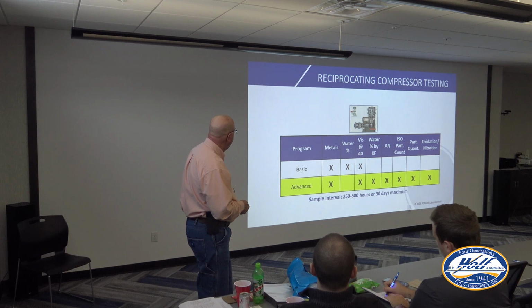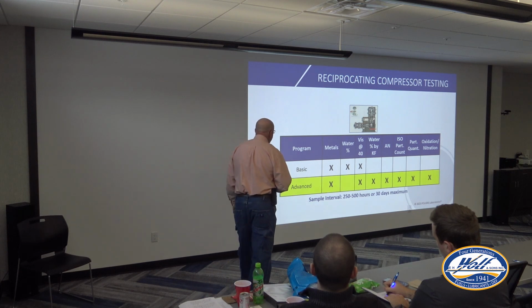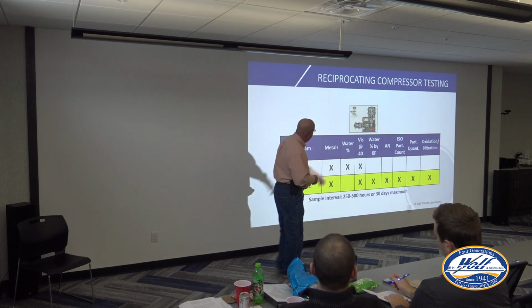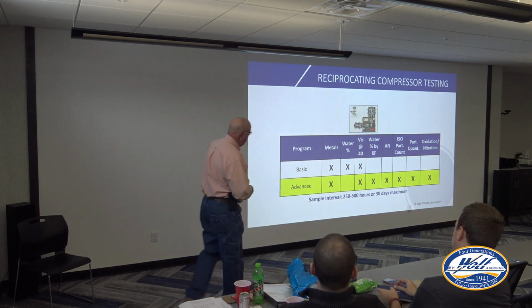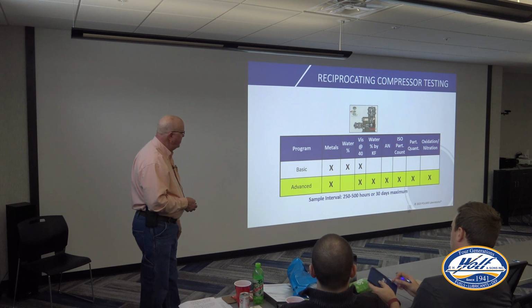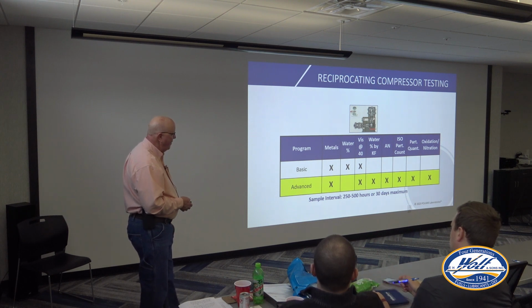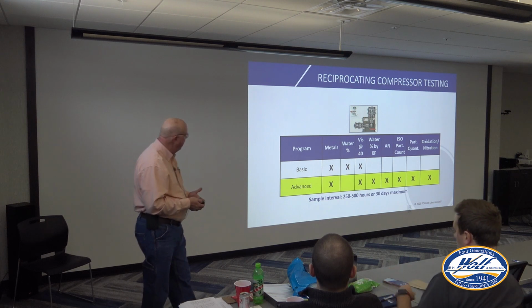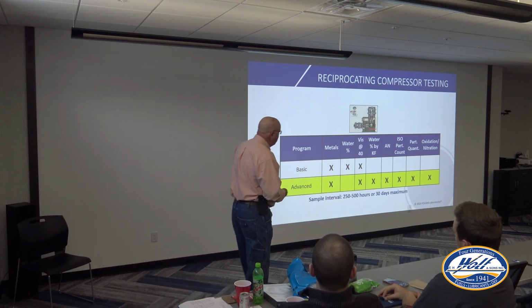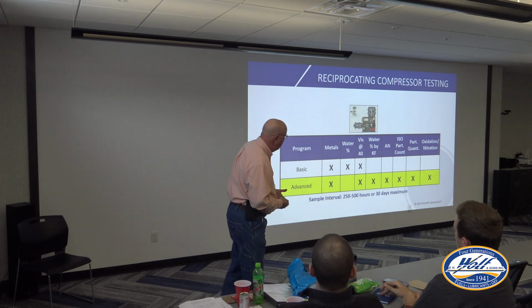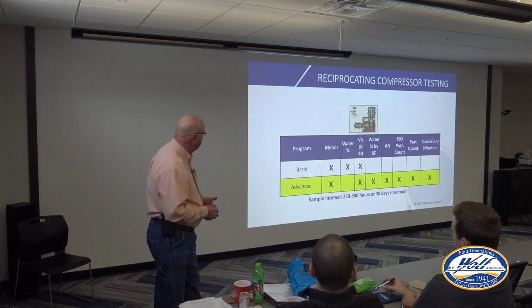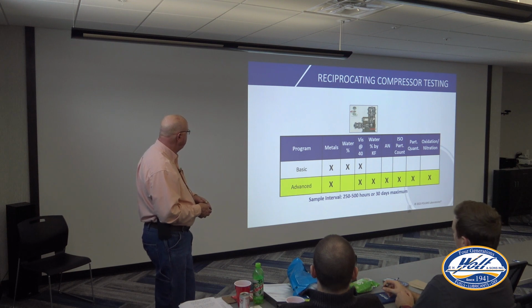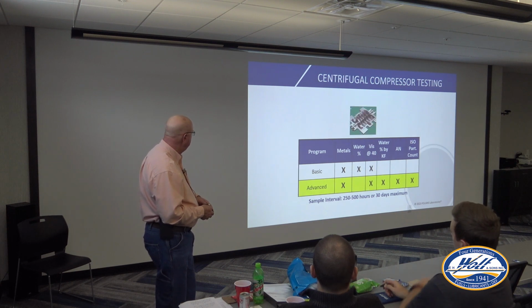But that's part of the advanced test package. Reciprocating compressor, metals, viscosity, water by Karl Fischer, acid number, isoparticle count, particle quantifier, and then oxidation nitration. Oxidation nitration can tell you the useful life of that oil, how much time's left, just like acid number. So it's kind of a side-by-side comparison. They're both going to give you essentially the same information. So if you wanted to drop oxidation nitration and just use acid number, I'd be okay with that.